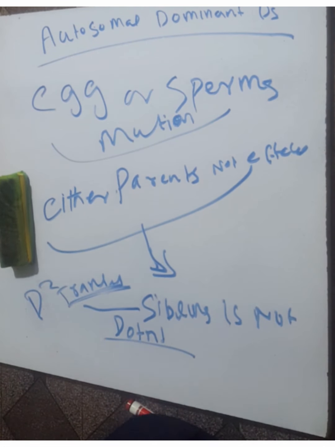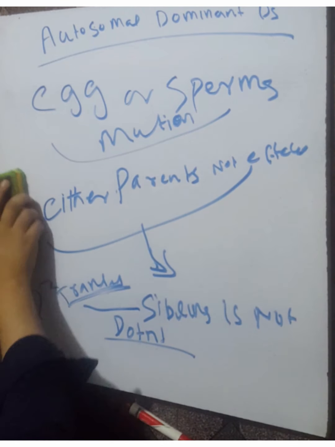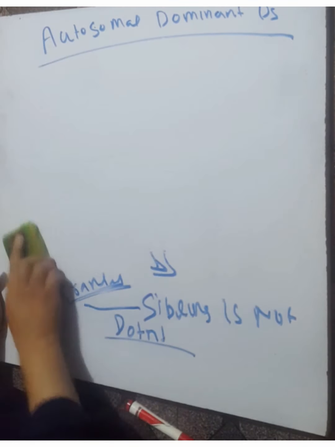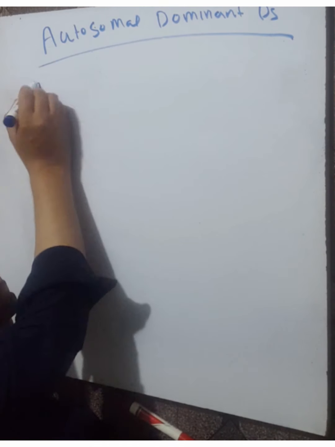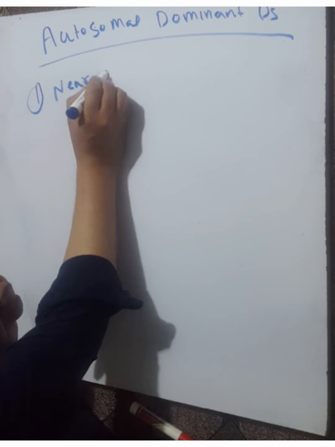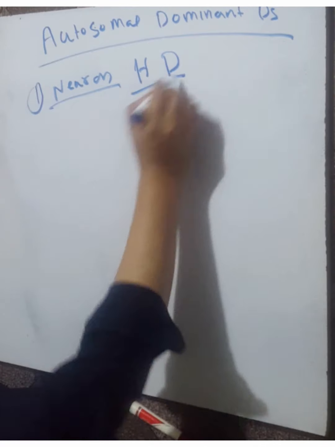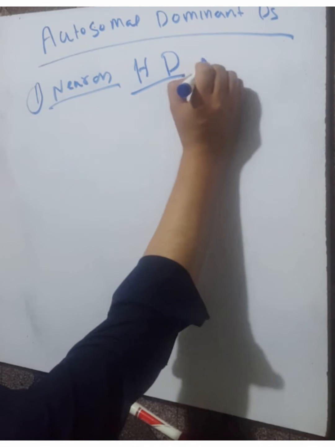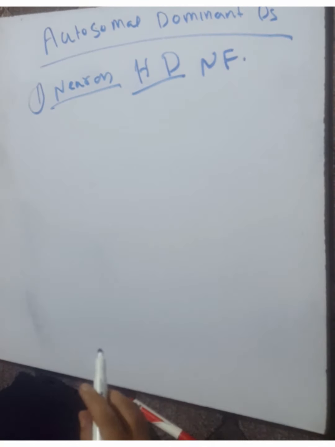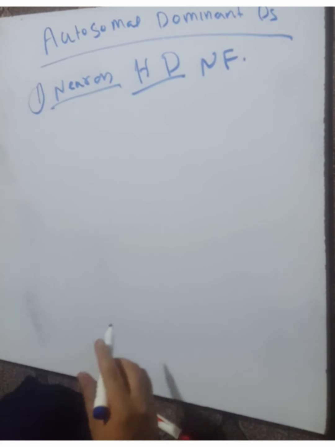Now we discuss a few examples of autosomal dominant disorders. The details of these disorders we have already explained in other lectures, so now we only discuss their names. The neuron-related, that is CNS, disorders that are autosomal dominant are Huntington disease and neurofibromatosis. In Huntington disease, there is a mutation in the Huntington gene. Myotonic dystrophy and tuberous sclerosis are also autosomal dominant disorders.